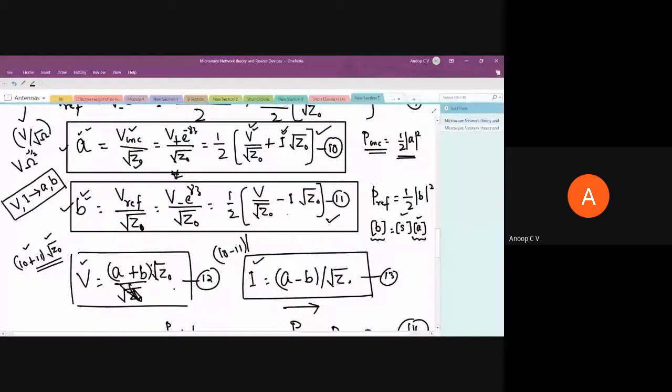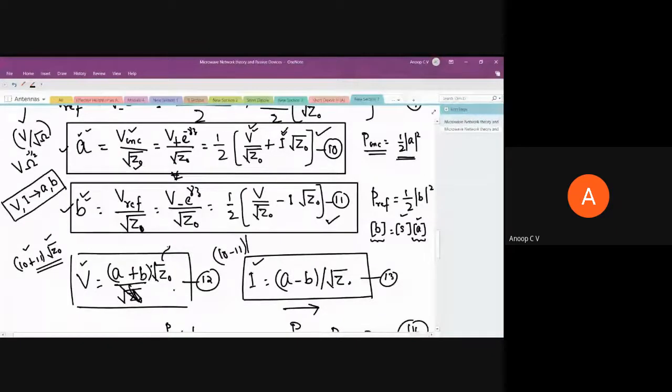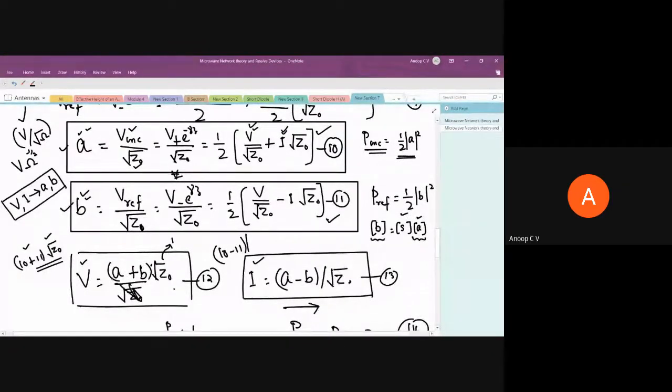And in your textbook, for convenience, in most of the cases, they have assumed this root of Z0 to be equal to 1. They have assumed root of Z0 to be equal to 1. It's just for simplicity.